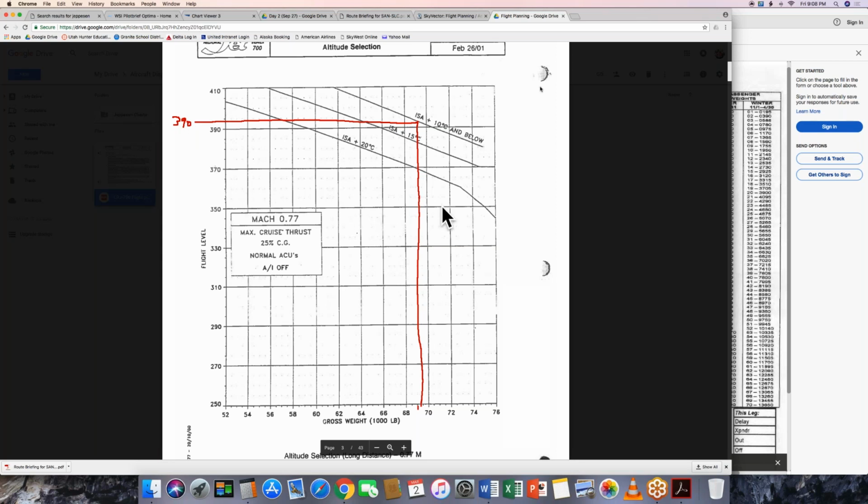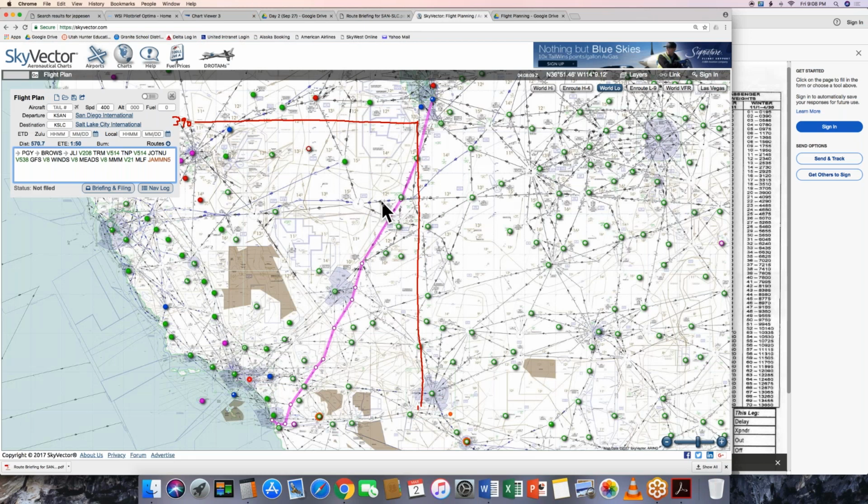Okay. Now, what direction are we heading? What direction is this? Coming from San Diego up to Salt Lake. Oh, northeast. Yes. So we're heading more of an easterly direction. So, do you guys remember how to figure out if we're flying even or odd altitudes? What my little acronym is?